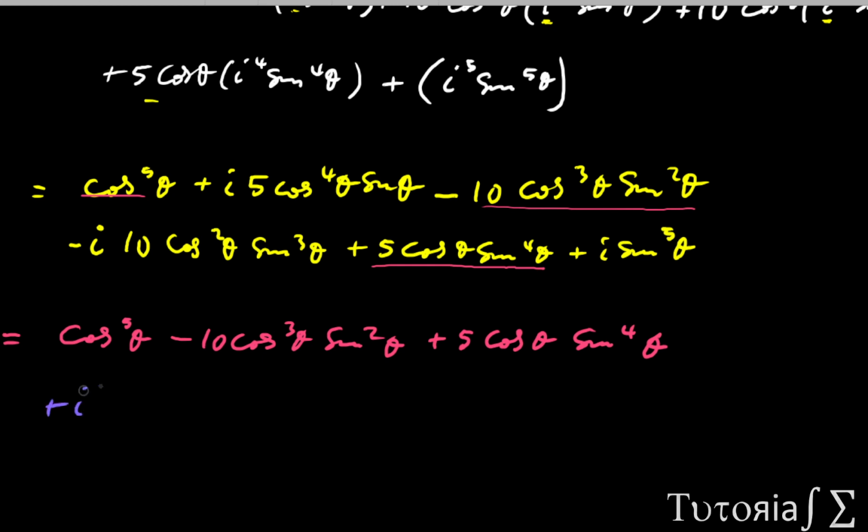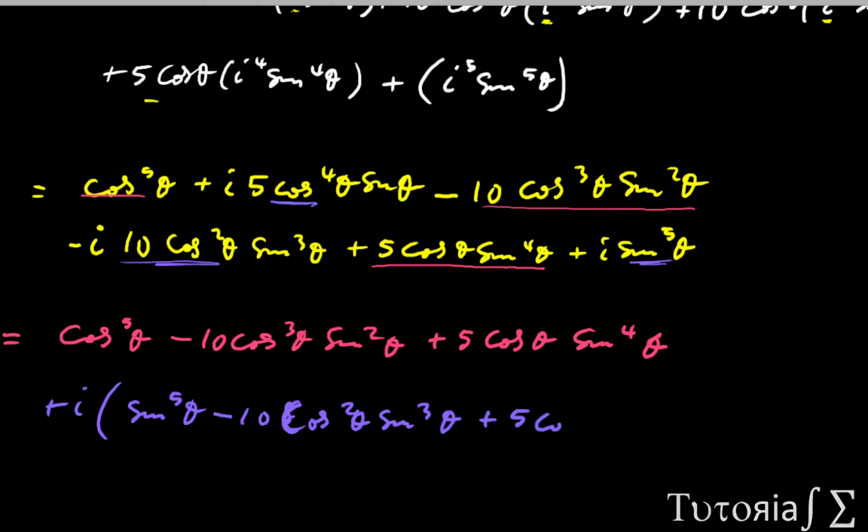Then we have the imaginary part. We can factor out the I. Then we start with the highest power, so that will be sine fifth theta. Then this is also imaginary, minus 10 cos squared theta sine cubed theta. Then this is also imaginary, so we say plus 5 cos fourth theta sine theta. Right, so we have that too.